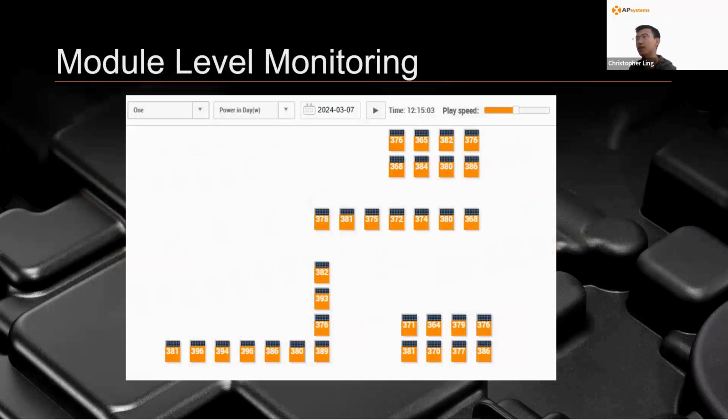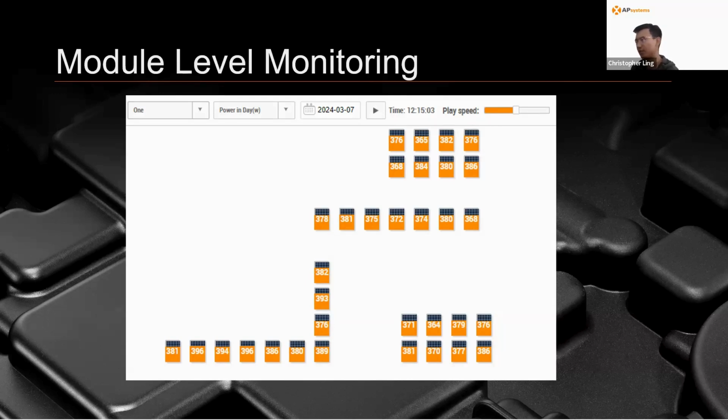One thing I also want to mention as well is that you also get module level monitoring. Once again, this is not a feature that every customer is going to want. But if a customer does insist on wanting to know the power production of each panel, then I would say that a microinverter solution is the best way to do that because you can get current and voltage information for all of the panels.